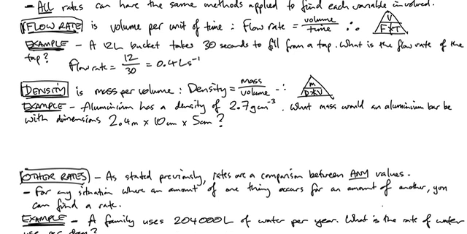Now the book works it out to litres per minute. Well, how many minutes are there? How many seconds are there in a minute? There's 60. So if I times 0.4 by 60, that'll give me the same answer as the book. So 0.4 liters per second is equal to 0.4 times 60 liters per minute, which is equal to 24 liters per minute, which is just like the book.